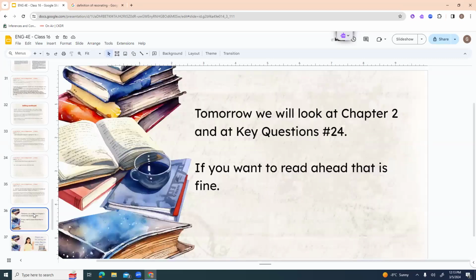Okay, so tomorrow we're going to look at chapter 2 and at key questions 2 to 4. If you want to read ahead, that is fine.